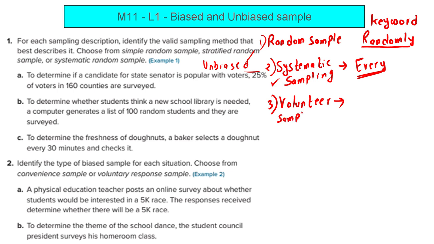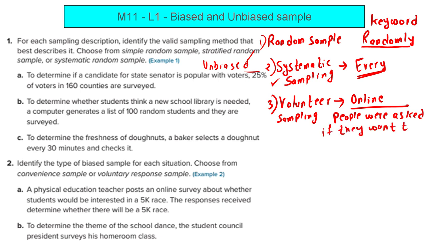Okay. What will be the keyword? Maybe you will see the word online. Like if someone is putting a survey online, it is always volunteer. Or if you see this line, the people were asked if they want to answer. If you see this line, yani this is volunteer. Okay, because we are asking whether you want to answer or not. The fourth type is convenience.